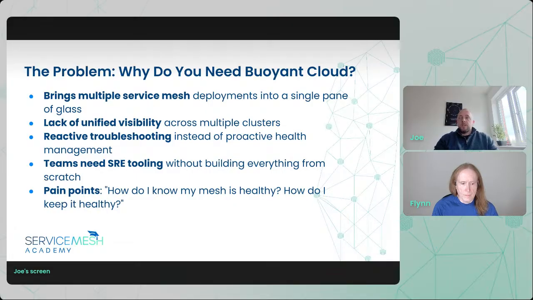And then the pain points. A couple of pain points that I come across quite regularly. How do I know the mesh is healthy? How do I keep it healthy? Now they sound like questions that soon we're going to be asking AI agents to go and figure out. And one of the things they're going to be doing is looking at, okay, what do our metrics tell us? What do our logs tell us? So Buoyant Cloud gives you a lot of that visibility without having to do a ton of work. And if you want to be sure that your agent is not hallucinating, then understanding what the metrics are telling you as a human is really important.